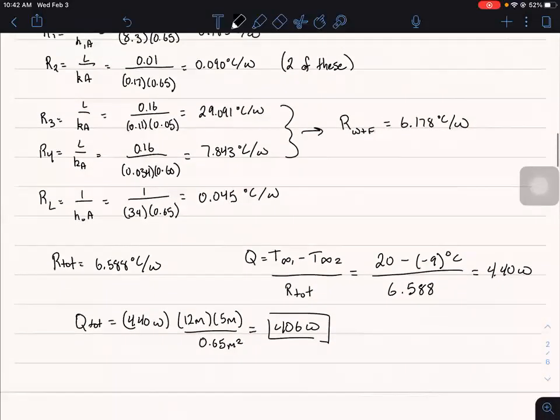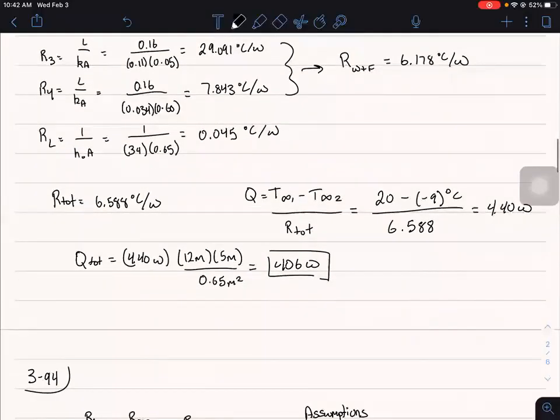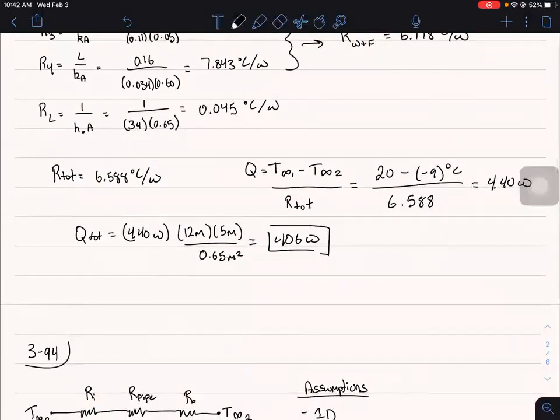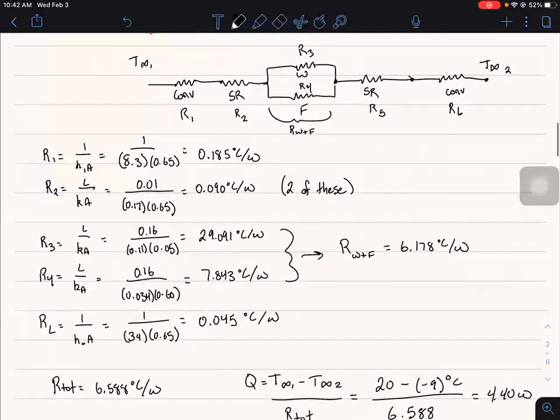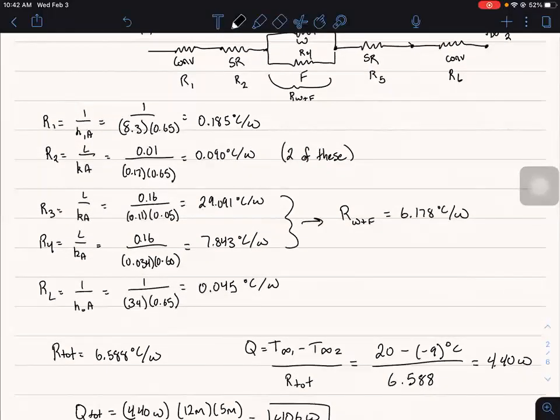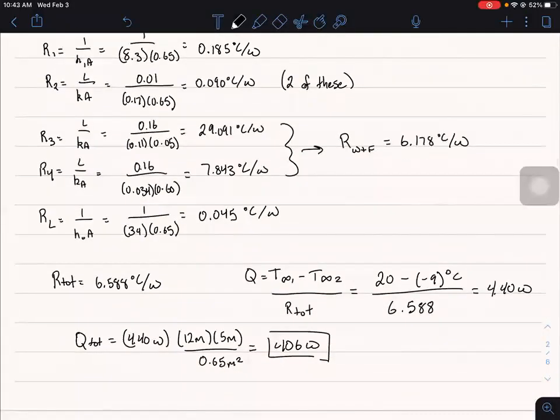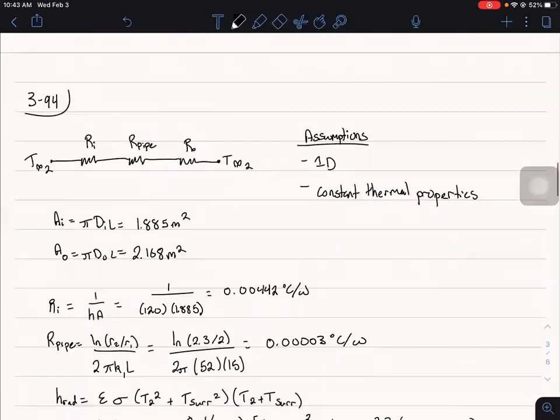Then you can sum them all up, get resistance total, and then from that you just use the heat transfer relationship, and then you're able to determine how much heat was transferred through. I think it was for one section. So then you have to multiply times the complete area to get the Q total.